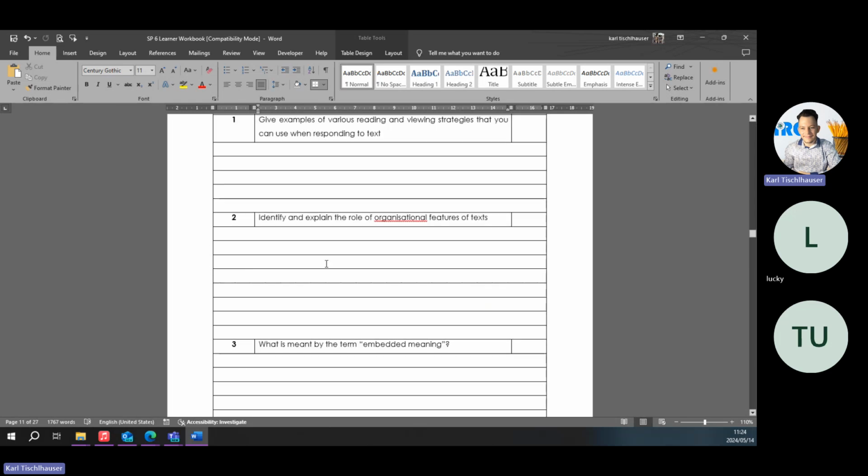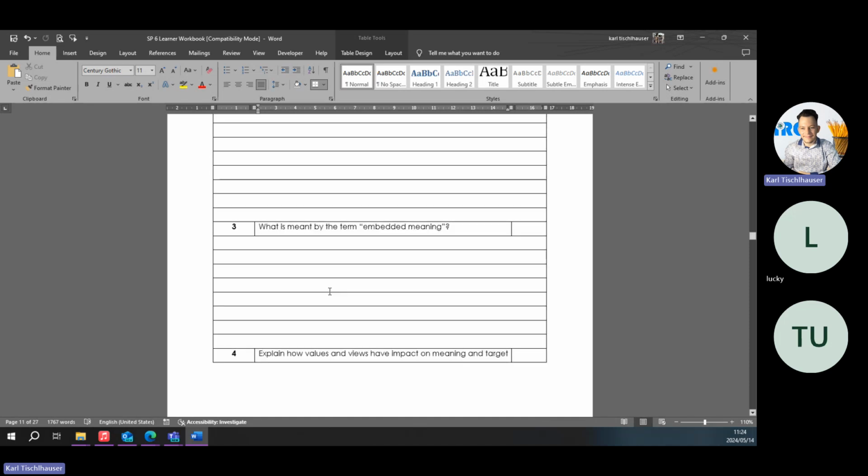Number two says identify and explain the role of organizational features in text. So why do we put a company's logo on their documents? Why do we add their header, their banner? Why do we do that? Because it adds credibility. If it comes from Harvard Business Review and it says Harvard Business Review on it, I'm more likely to trust it than something randomly provided by a stranger that doesn't have those features.